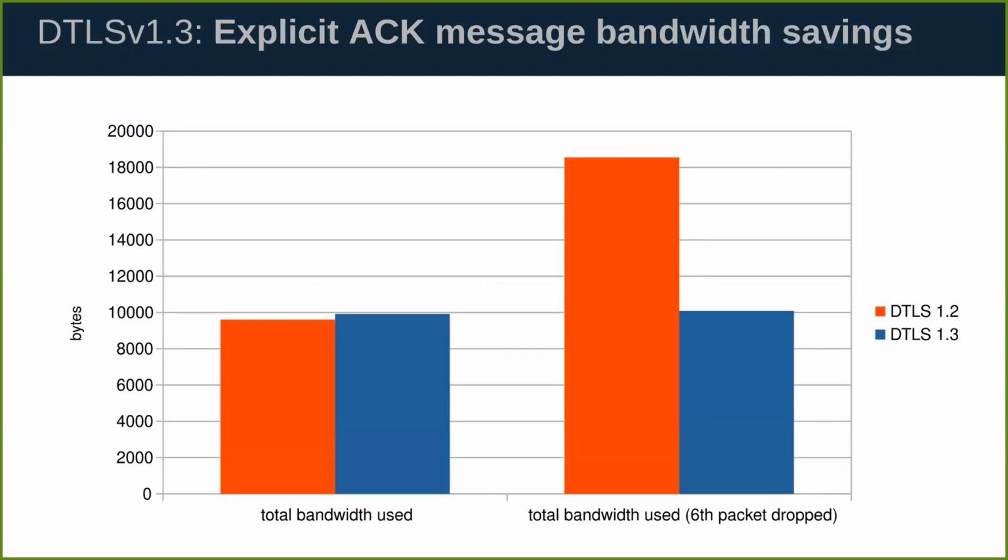So using the explicit acknowledgements also saves bandwidth a lot. By using ACKs, as I stated, we can shortcut the retransmission timer, and we can make sure that the peer only sends what's necessary. Without acknowledgements in DTLS 1.2, we had to resend the entire previous flight of messages to notify the peer that a record was dropped or reordered, and the peer had to retransmit the entire previous flight because it didn't know which message was dropped exactly.